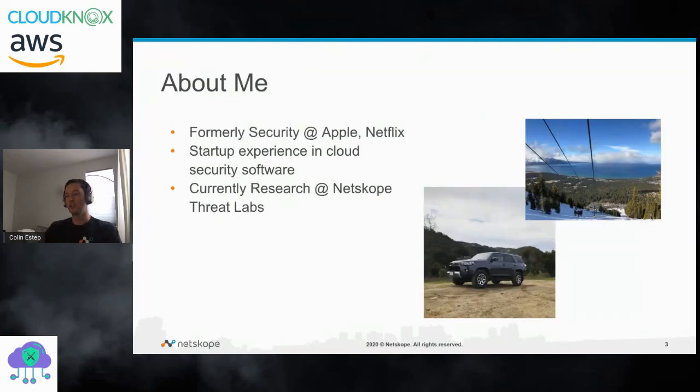So like Jaron mentioned, my name's Colin Estep. I worked on the security team at Apple. I also worked in security at Netflix. So I had kind of a baptism by fire at Netflix learning AWS. And I really loved it. So I sort of continued that at a startup called Sift Security, where we built some cloud security software. And now I do threat research at Netskope, the Netskope Threat Labs team.